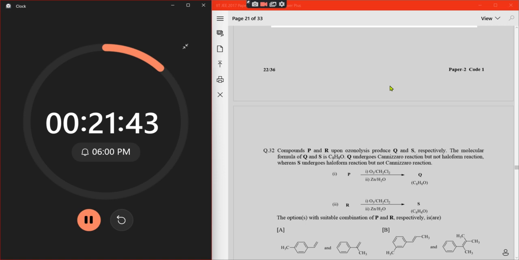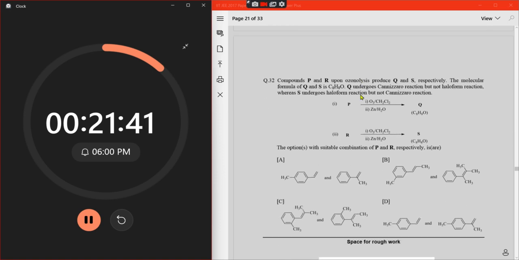Okay, next. Compound P and R upon ozonolysis produce Q and S. The molecular formula of Q and S is this thing. Q undergoes Cannizzaro reaction but not haloform reaction, whereas S undergoes haloform reaction but not Cannizzaro reaction. कहाँ पर P and R? अच्छा, so just give us Q and S. Options with suitable combinations of P and R respectively are.